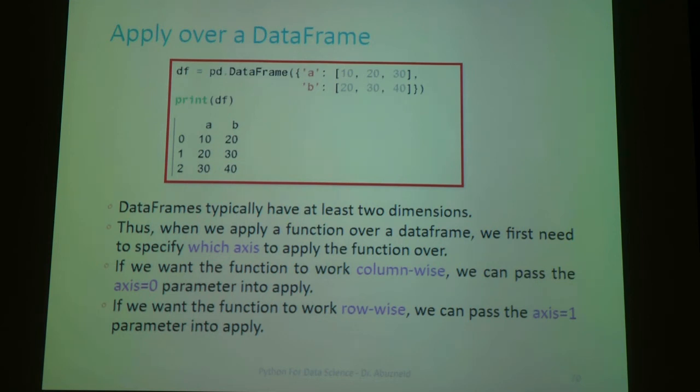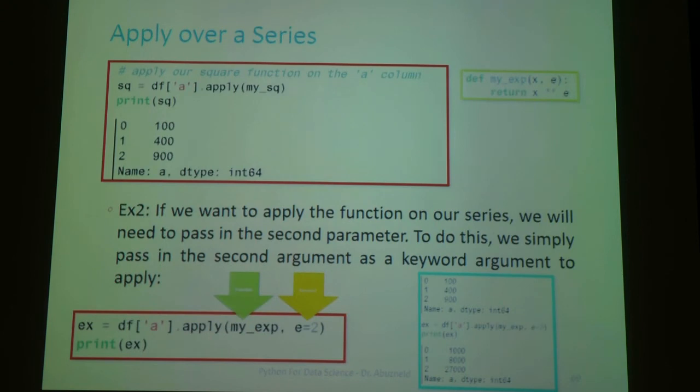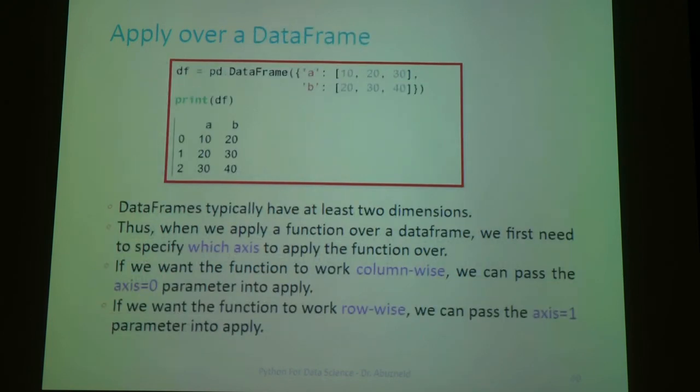so in here you have a data frame, as you see in here. So a data frame typically has at least 2 dimensions. That's the data frame, at least 2 series, right? So thus, when you apply a function over a data frame, we first need to specify which axis. Okay, axis 0 means column by column. Axis 1 means row by row.